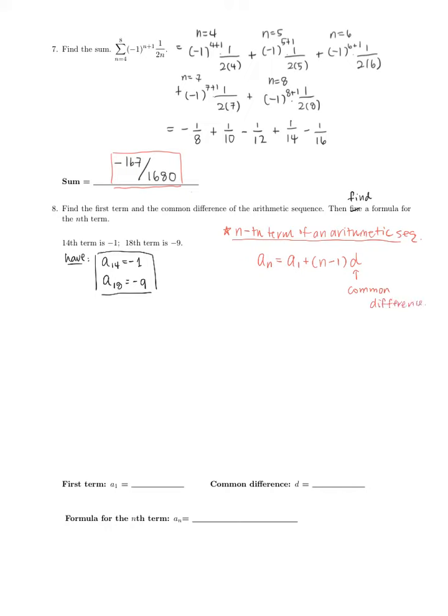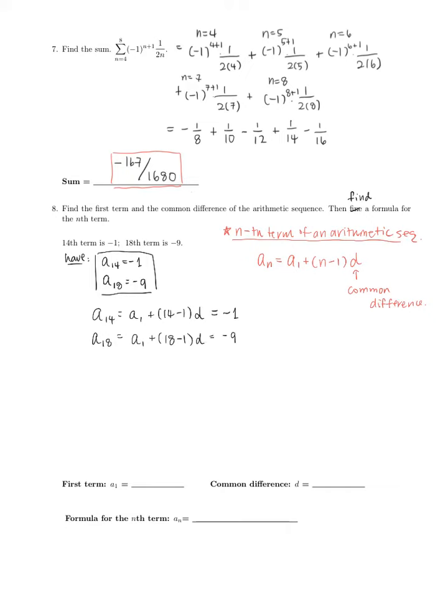Okay, so I think we're ready to do this. So let's use the fact that a sub 14 equals negative 1, and I'm also going to use the formula together, and we're going to have a sub 14 is a sub 1 plus 14 minus 1 times d, but we already know that a sub 14 is negative 1, so I'm going to set that equal to negative 1. And then also a sub 18, it's going to be negative 9, but if I use the formula, this is a sub 1 plus 18 minus 1 times d equals negative 9.